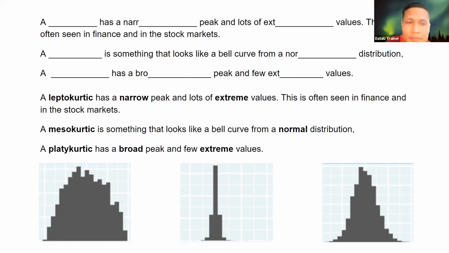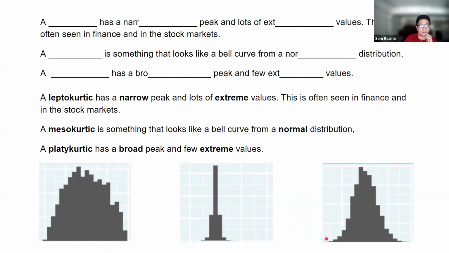So if we know that, what about the other two on the left and right? Let me think about it. The last one on the right. Okay, I mean the second one. That looks like a bell curve. Yes. Okay.